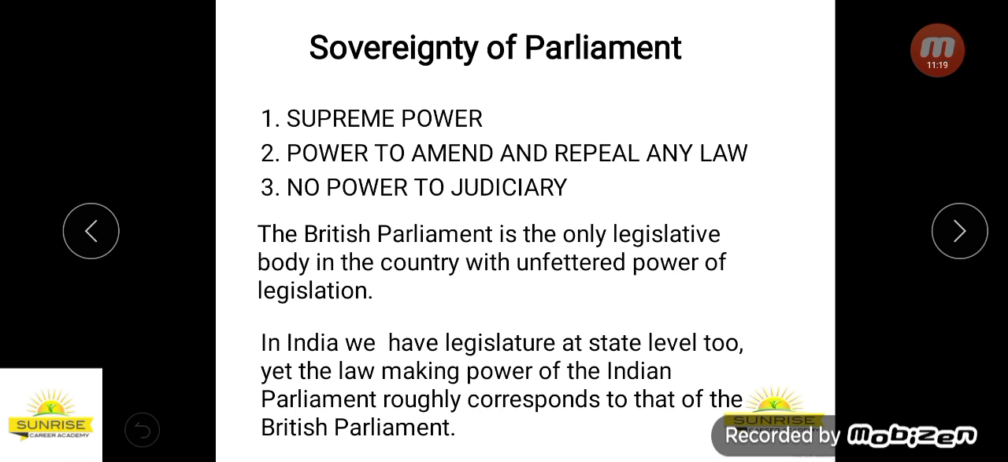See how much power the British Parliament has. It can make legal what is illegal, and it can make illegal what is legal. Okay, and if we are talking about our country, our judiciary system is very strong.